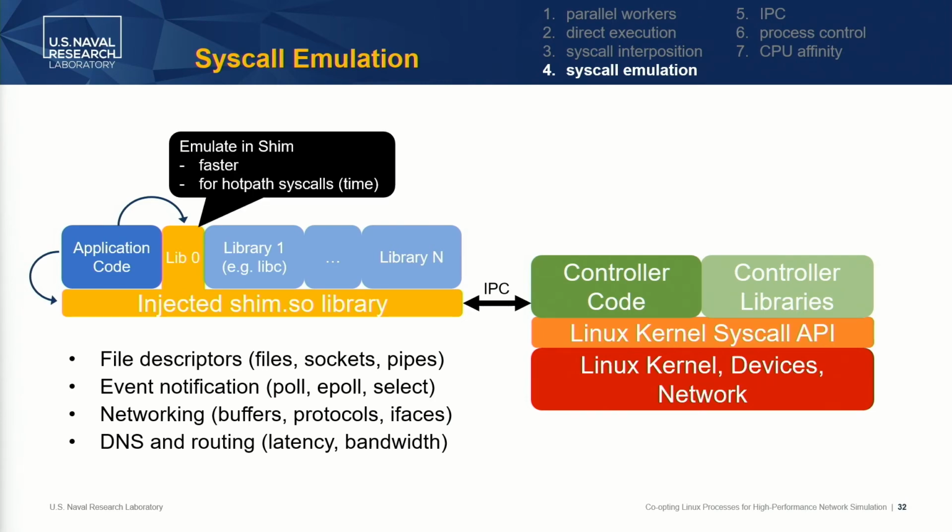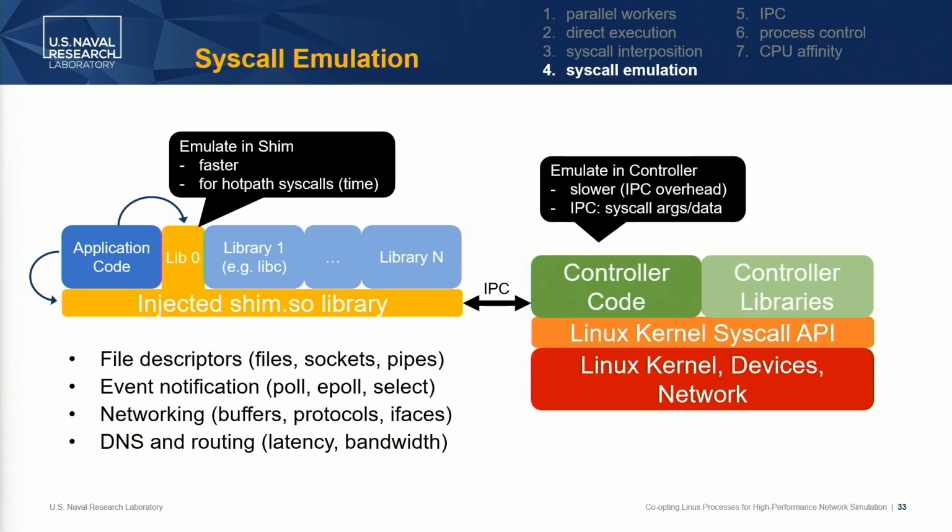There's a small caveat here. We are allowed to emulate things inside of the shim directly. It's faster. It doesn't require IPC with the controller. So we can do this for hot path syscalls, in particular time-related syscalls, which are made often by applications. We can intercept those with the preloading approach and then just return immediately after returning the time, and this saves a significant amount of overhead. The other system calls will be sent through the IPC channel, which is a bit slower, and we want to send syscall arguments and data over to the controller so that it can effectively handle the system calls.